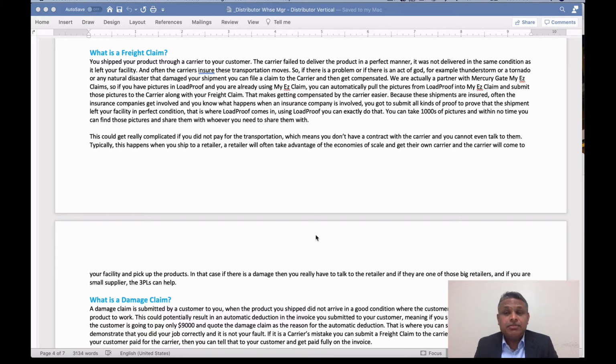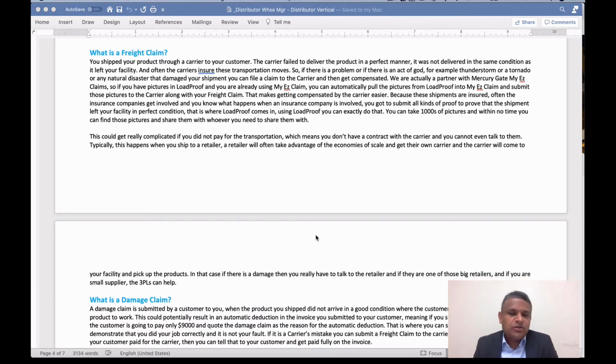We are actually partnered with MercuryGate MyEasyClaims. So if you have pictures in LoadProof and you're already using MyEasyClaims, you can automatically pull the pictures from LoadProof into MyEasyClaims and submit those pictures to the carrier along with your freight claim. Or if you're using MyEasyClaims and don't have pictures, you can set up an account with LoadProof and basically take it from there, right?